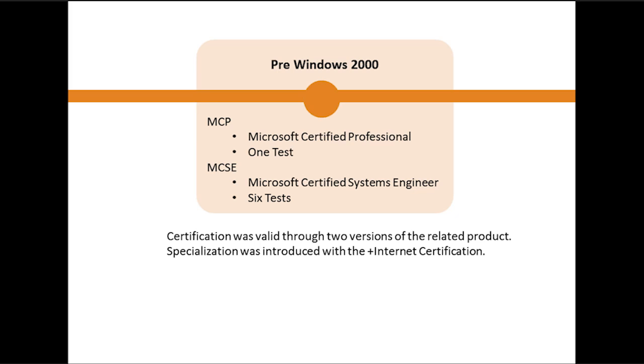Now, at the tail end of the pre-Windows 2000 era, they did add specialization with what was called Plus Internet, or Plus I, because in the late 90s, the Internet was really booming, and so they wanted to make that specialization if that was the area in which you were an expert.